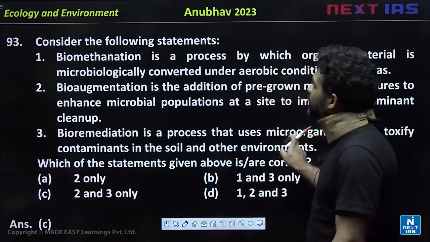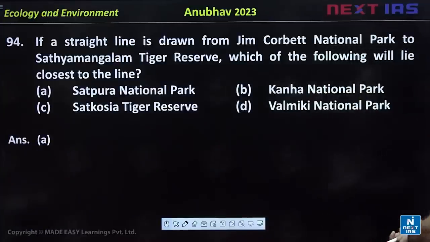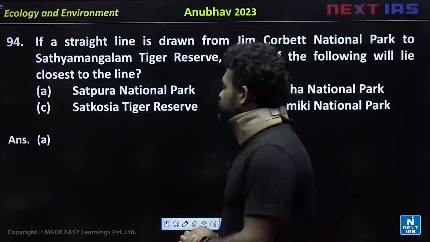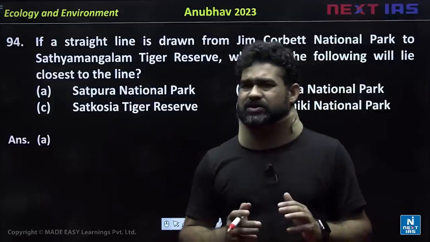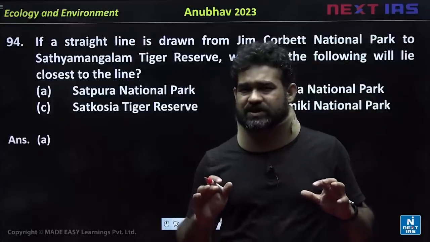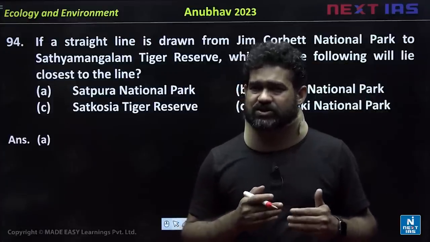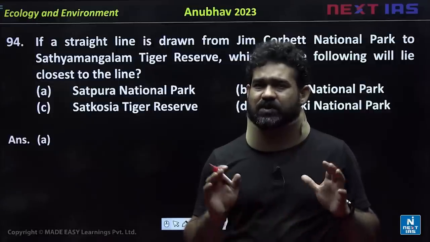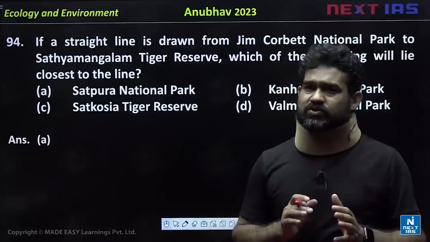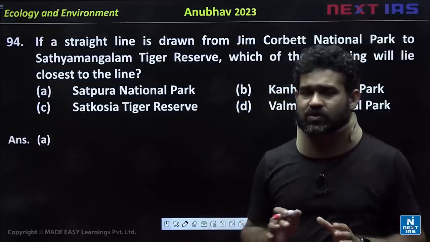Next is, if a straight line is drawn from Jim Corbett National Park to Satyamangalam Tiger Reserve, which of the following will be closest to the line? Now, please do remember, you simply cannot do this with respect to all of the protected areas in India. Mostly when questions like this come in the examination, you will be able to identify based on your understanding of the geographical locations of those places and some understanding of the overall map.